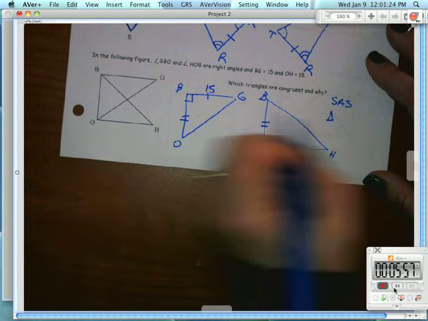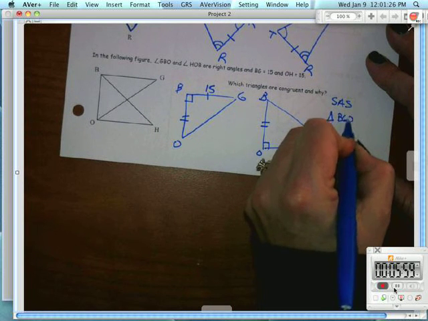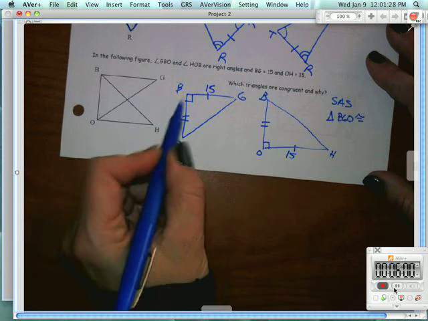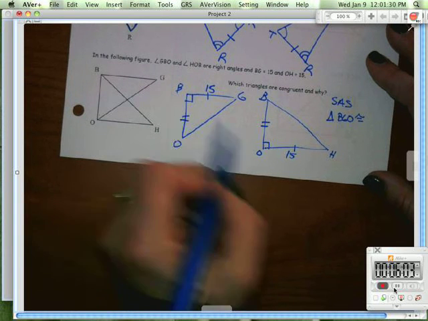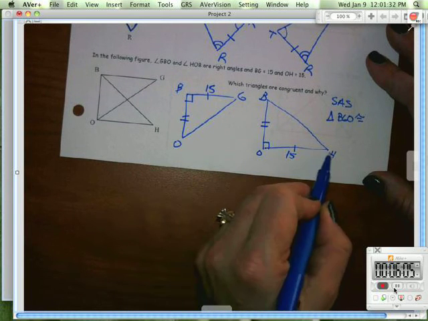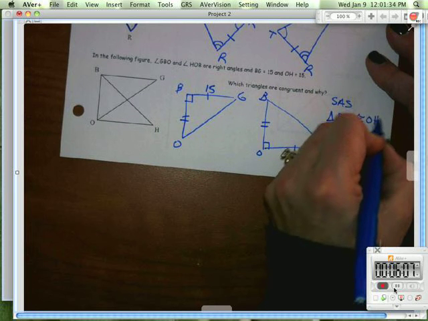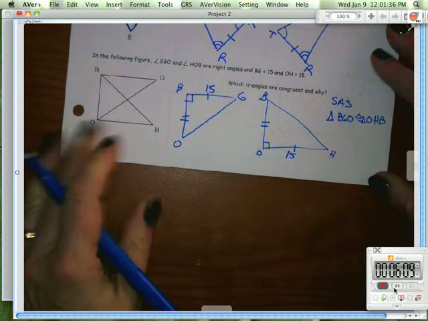And I'm going to say the triangle BGO is congruent to, I started with the right angle and I went over on the single side, so I'm going to say OHB. Triangle OHB.